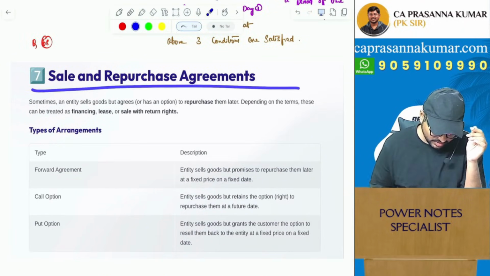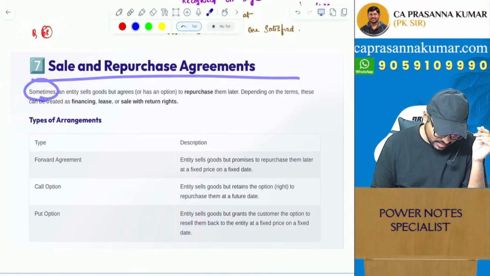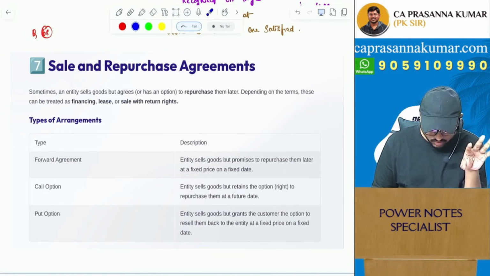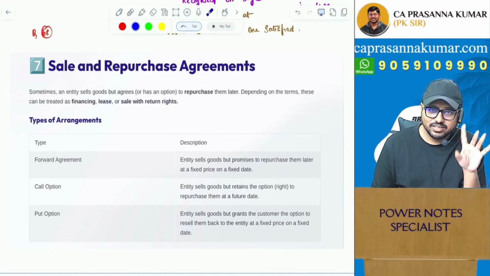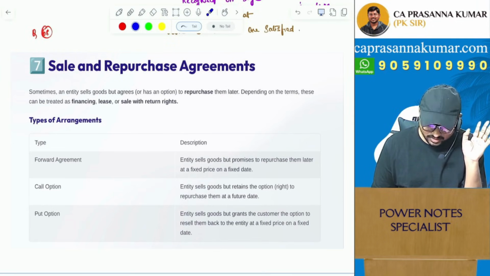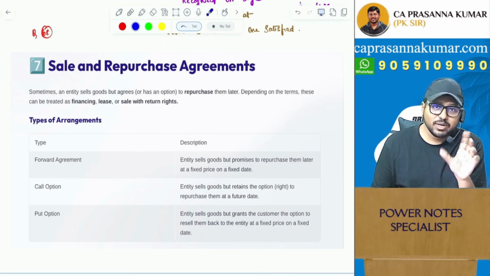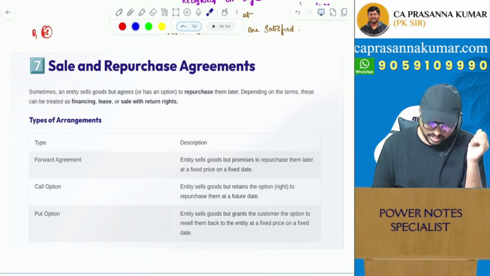Sale and repurchase agreements. Sometimes an entity sells goods but agrees or has an option to repurchase them later. That is there at the beginning itself. That's when you can find out that the substance of the transaction is different when compared to the form of the transaction or name of the transaction.